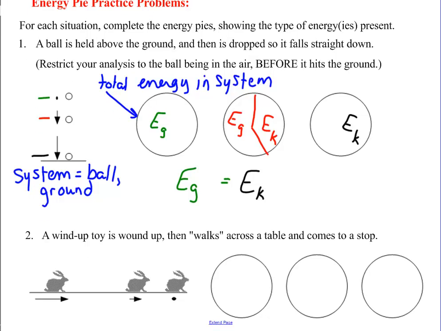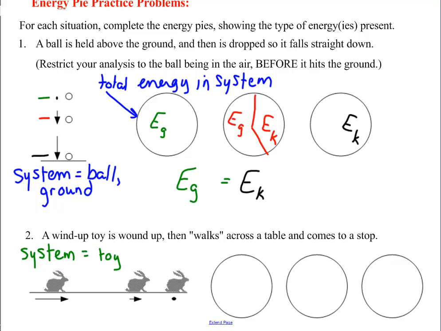In my second scenario, I have a wind-up bunny rabbit that is walking across a table and eventually stops as the winding goes down. So we can take a simplistic, or we can take a look at this in a more complex manner. Let's start simplistically. So for my system, I definitely want the toy. Now, do I consider the ground? Well, I could, because it's sitting on the ground. But do I have to worry about gravitational potential energy? Well, is it changing height? Not really. It's sitting on the counter or the table. So height isn't changing, so I could completely ignore the ground.